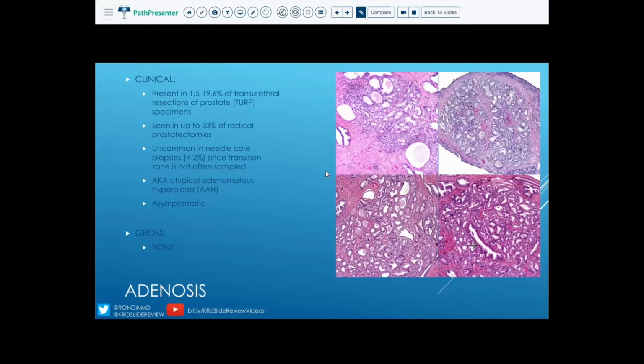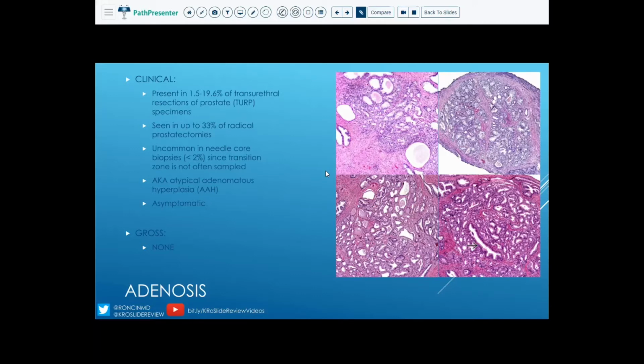And remember, core needle biopsies are extremely small. And we don't really sample the transition zone, right? Our core needle biopsies are typically taken perirectal or transanal. So from there, you're more likely to get little bits of GI tissue in with your biopsies than you are to necessarily get adenosis.